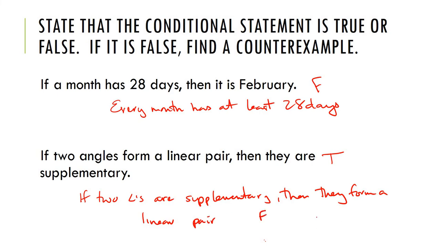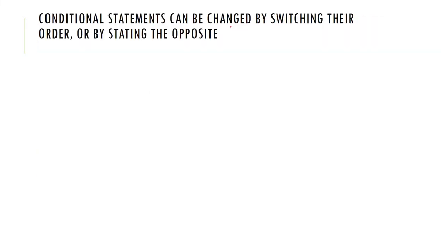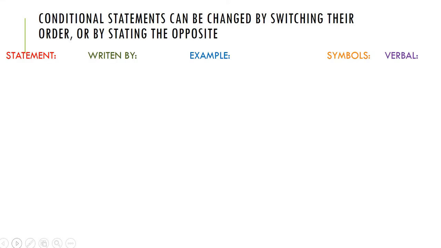This would be false, because I could have two supplementary angles that, although they add up to 180, do not form a linear pair. So sometimes something is true one way, but not the other. And that's our next thing that we're going to talk about. Conditional statements can be changed by switching their order. That's what I just did a minute ago. I switched the hypothesis and the conclusion, or by stating the opposite. So it's important to get this down because you are going to need to have all of this.